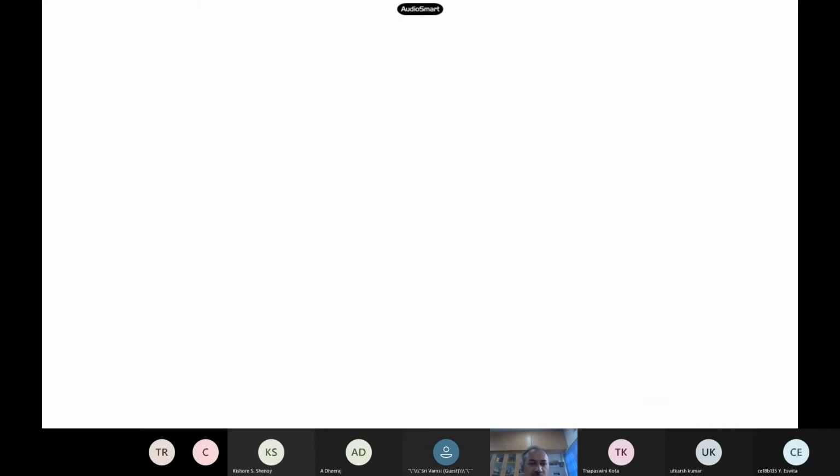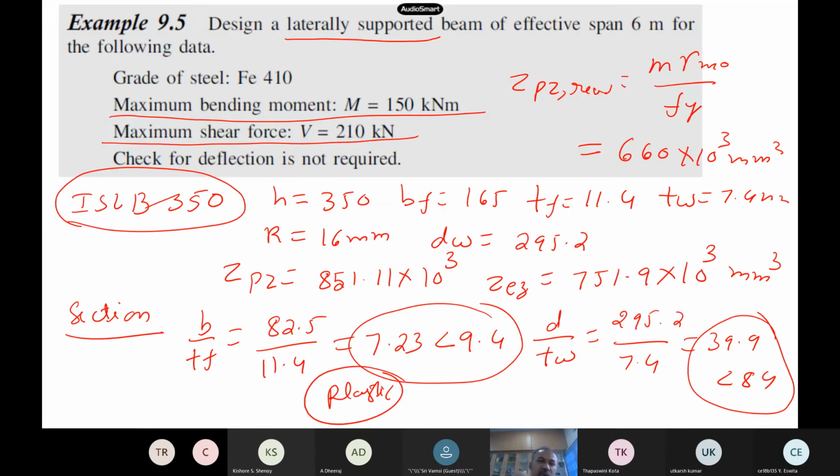Okay. Now the next problem was here. It was laterally supported, which means there is no chance of lateral torsional buckling. The effective span is 6 meters, and they have given you directly the bending moment and shear force. They say the check for deflection is not required, because they have not mentioned what type of load it is. If it is a UDL or a concentrated load, then you can do it. If not, you cannot calculate the deflections.